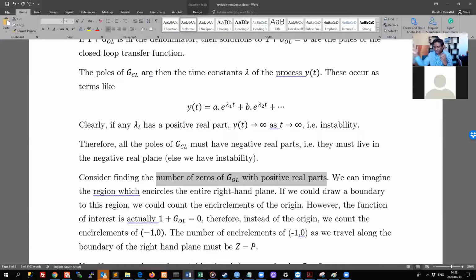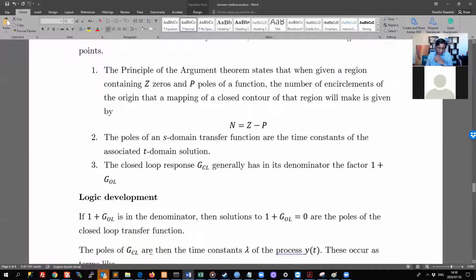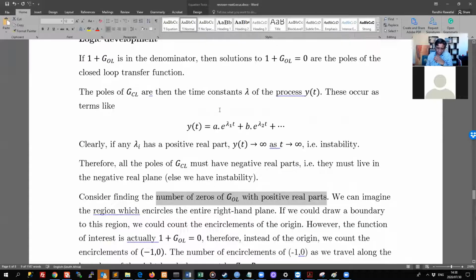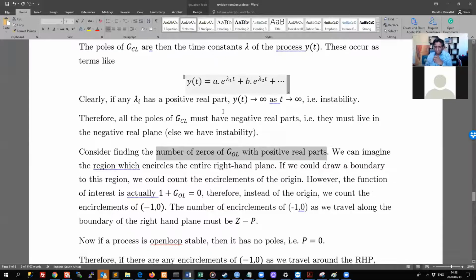So your entire right-hand plane, we want to look at that whole region, and we want to try and use this principle of the argument theorem to figure out if there are any poles in there. So we want to know, are there any poles in that region? Because the moment we have poles in the right-hand plane, then that means we will have a positive part here, right? So that's the definition of stability.